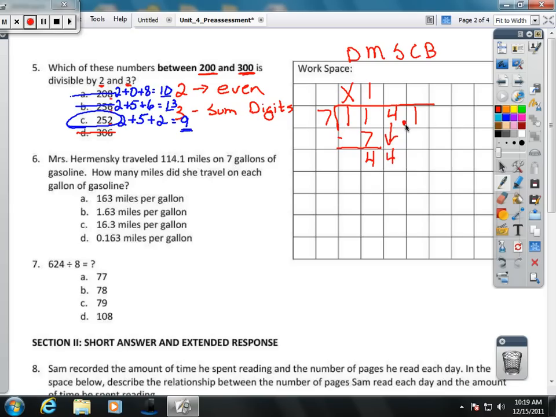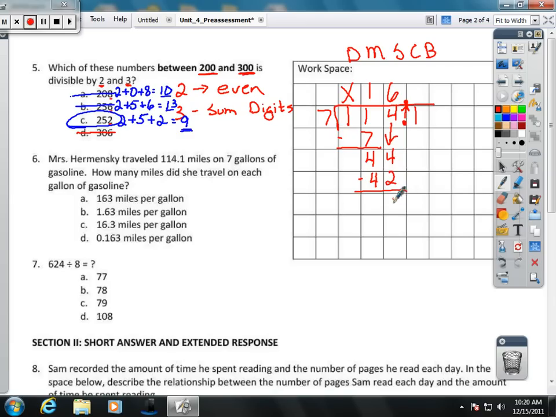Let's bring down my other 4. Oh, you know what I forgot to do? I forgot to kick it up. So let's kick that decimal up. Remember, we can't forget to put our decimal up into our quotient. So 7 goes into 44 how many times? Well, let's see. 7 times 6 is 42. That gets me really close to 44. And now we're going to subtract.